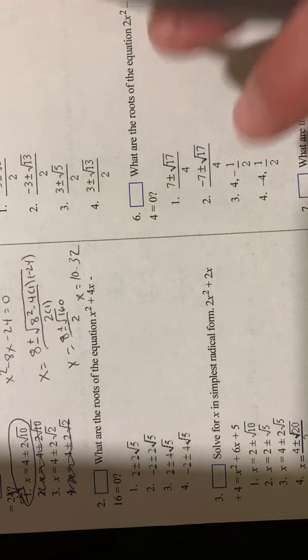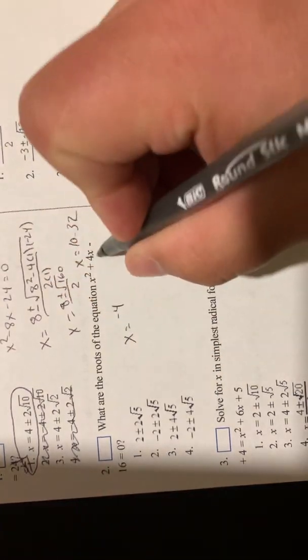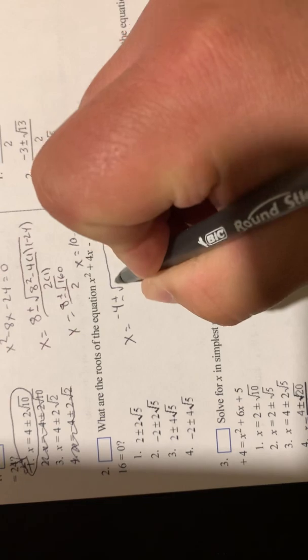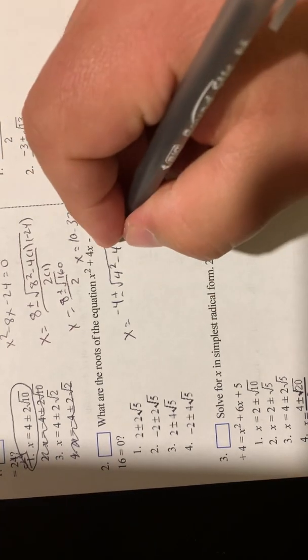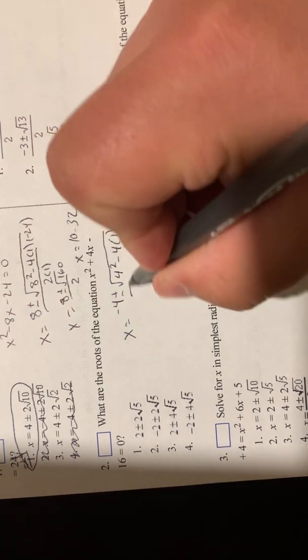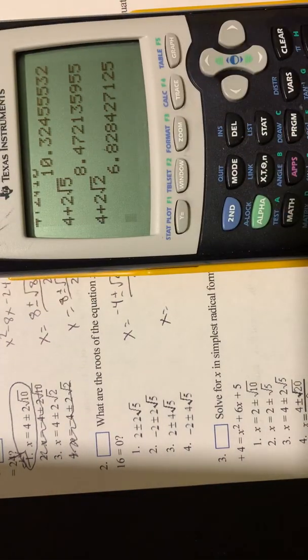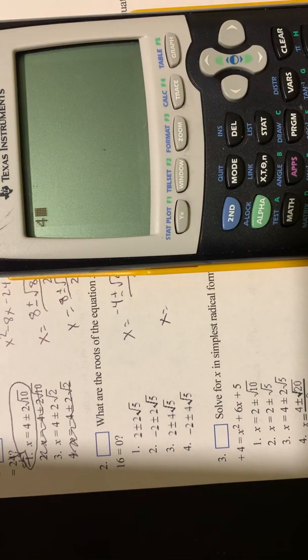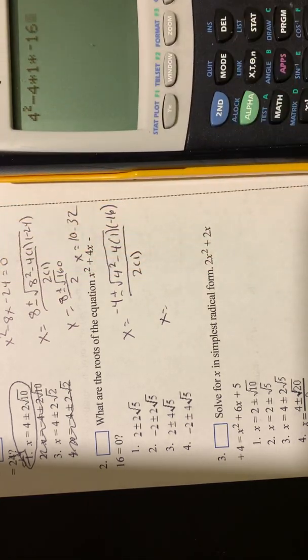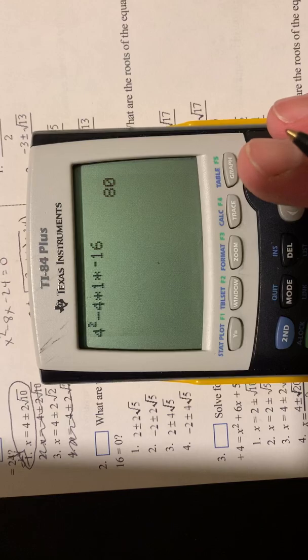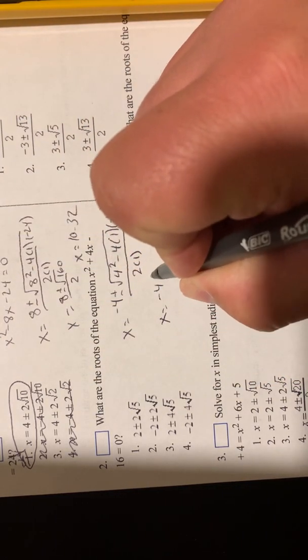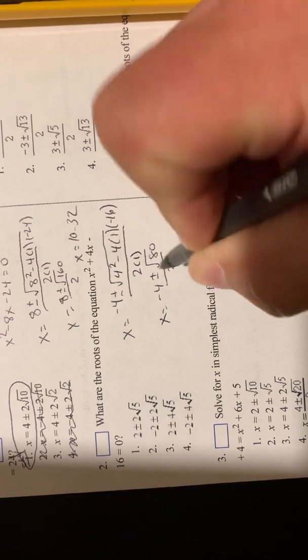All right, let's do number 2. It's already equal to 0, so that's nice. So x equals negative b, so negative 4, plus or minus the square root of 4 squared minus 4 times 1 times negative 16, all over 2 times 1. Now do the inside. So I have 4 squared minus 4 times 1 times negative 16, and I get 80. So now I do negative 4 plus or minus the square root of 80 over 2.